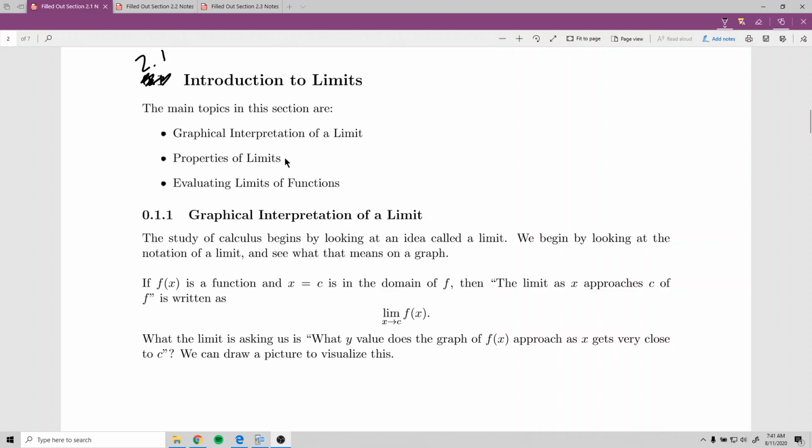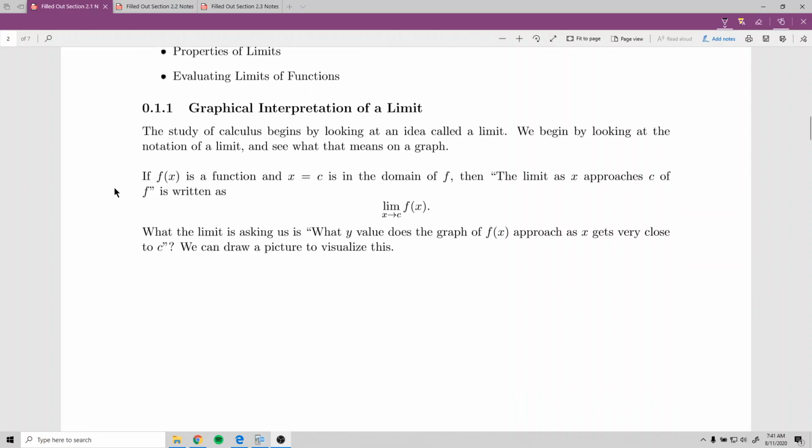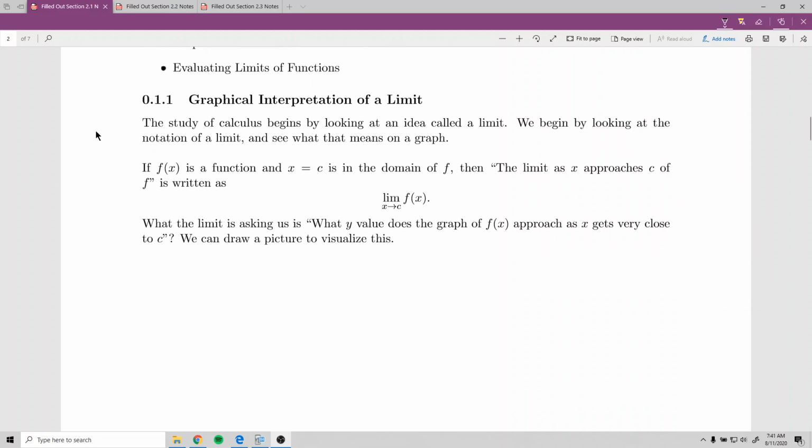Then we'll talk about some properties of limits, and finally evaluating limits of functions, meaning given a formula, how do we figure out this limit? So the first thing to do is talk about the graphical interpretation of a limit. So the study of calculus begins by looking at an idea called a limit. We begin by looking at the notation of a limit and see what that means on a graph.